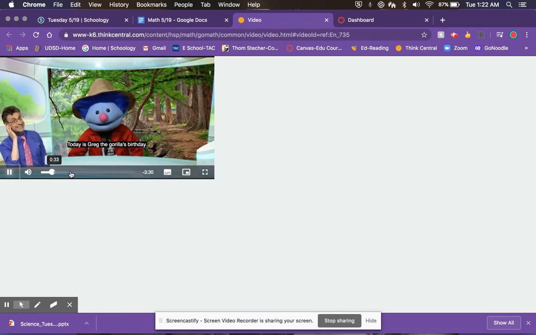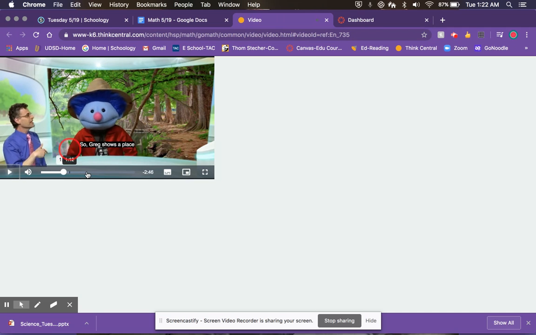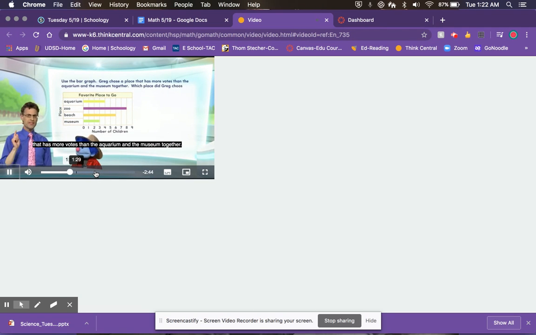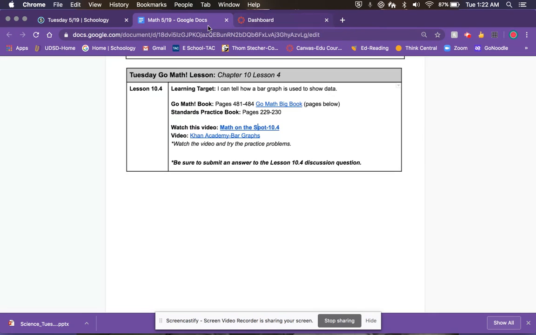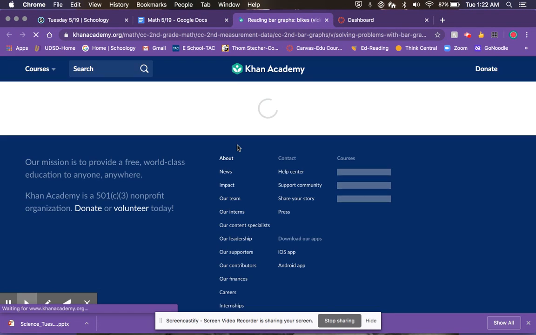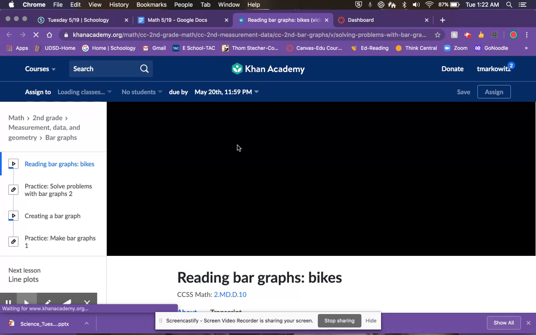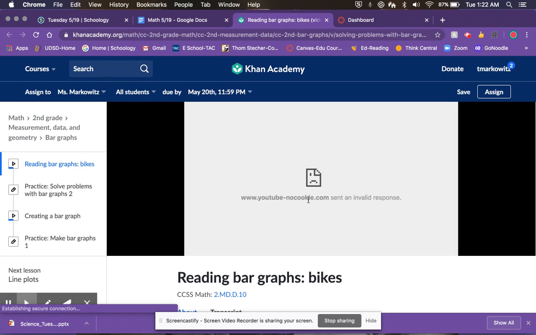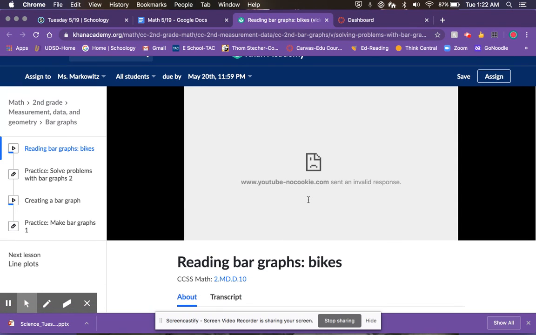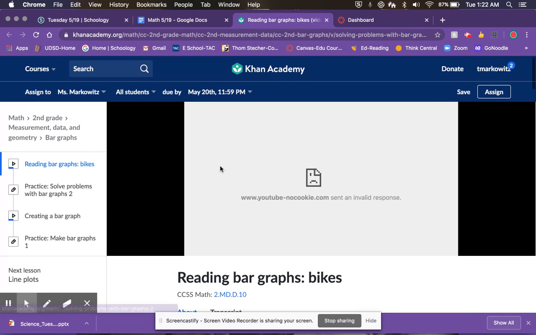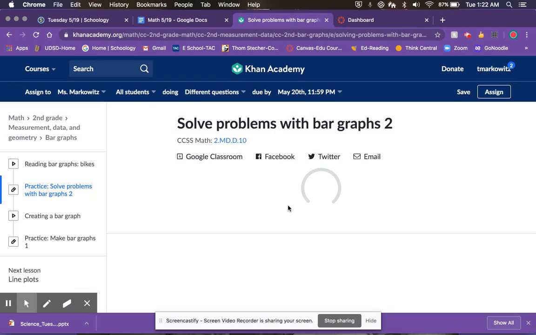Just skip through. The studio place that has more votes than the aquarium. Oh, there's one we're looking at from one of our math problems. Okay, if you just skim through, you can kind of see that it's related to what we're doing in class. And there's a Khan Academy as well with bar graphs. Okay, this one's kind of a challenge for yourself. All right, so if it doesn't work, you don't have to do the video. You can just go right to the math problems.